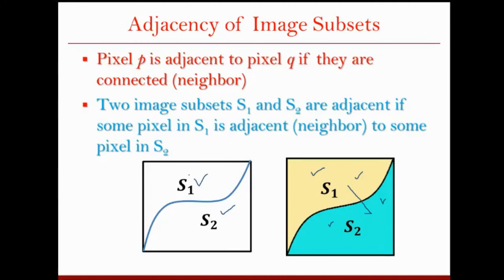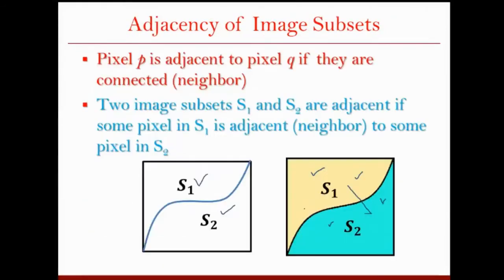So the definition says that two image subsets S1 and S2 are adjacent if some pixel in S1 is adjacent to some pixel in S2. If you can find just a few pixels which are adjacent to each other from these sets S1 and S2, then you can consider that these subsets are adjacent to each other.